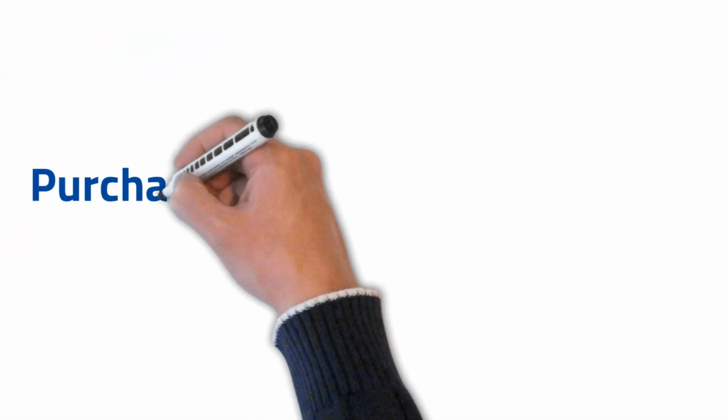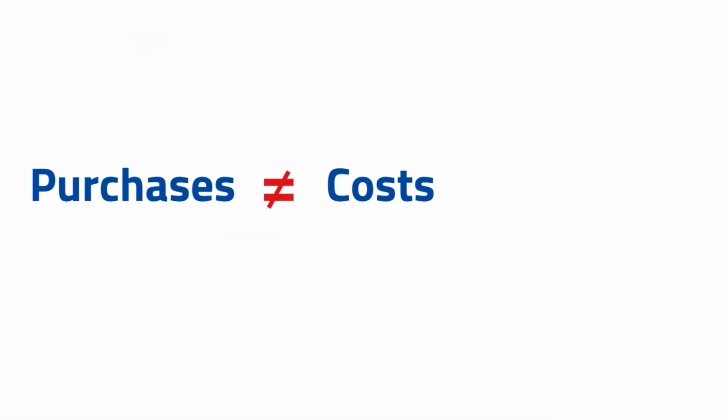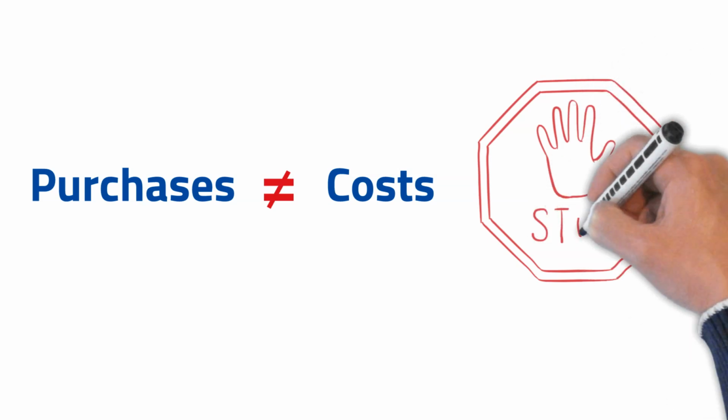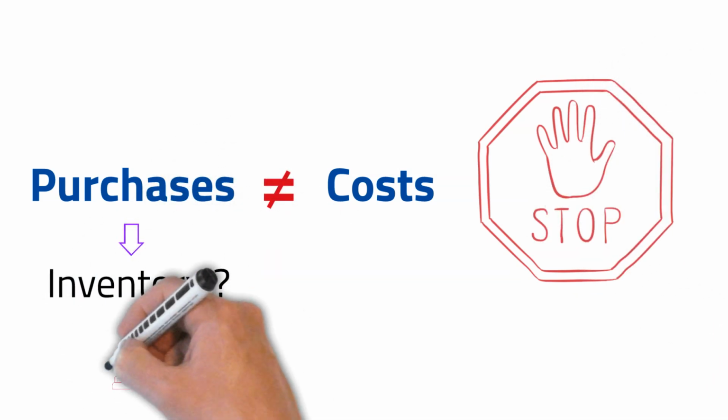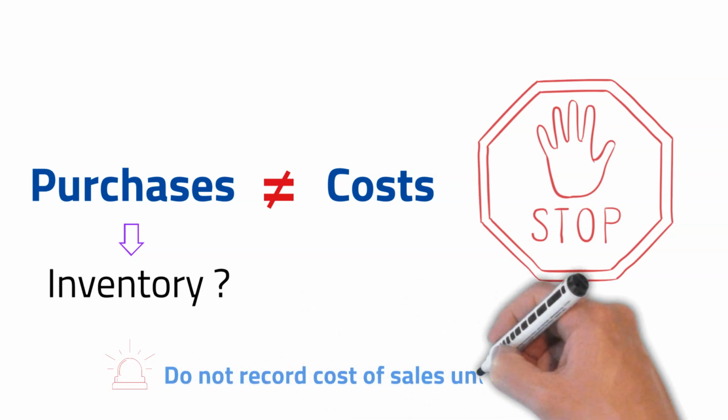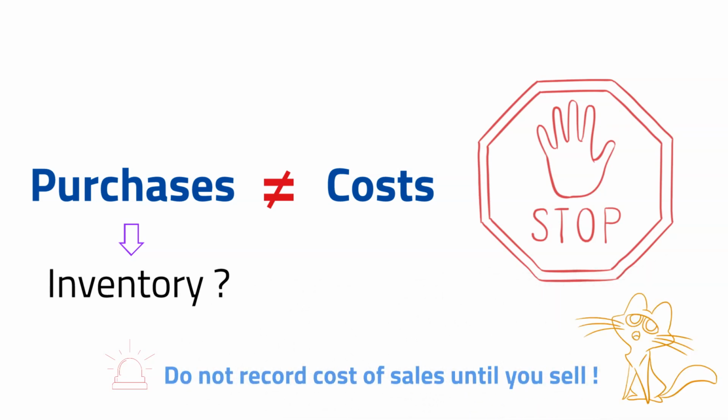But please be careful here. Timing is everything in accounting. Purchasing apples doesn't count as costs until you sell the apples. No sale, no cost of sales. If only purchased, they sit in inventory.